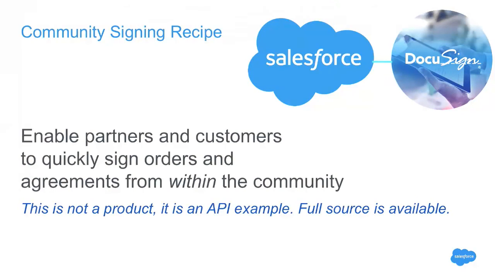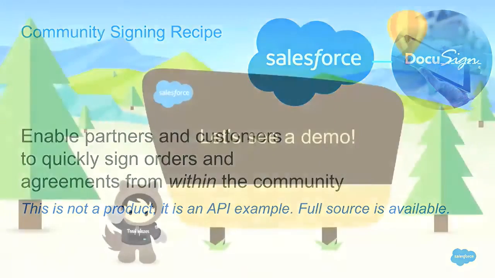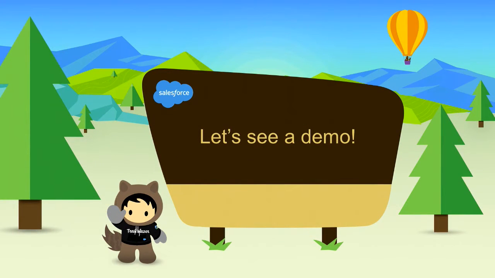You want to be able to send them a signing request and have them sign. You don't want them to have to go look at their email for the signing request. They're already inside of their community, frequently, periodically. And so you want to send them the request from inside of the community, and they're going to sign it. So let's see the demo.